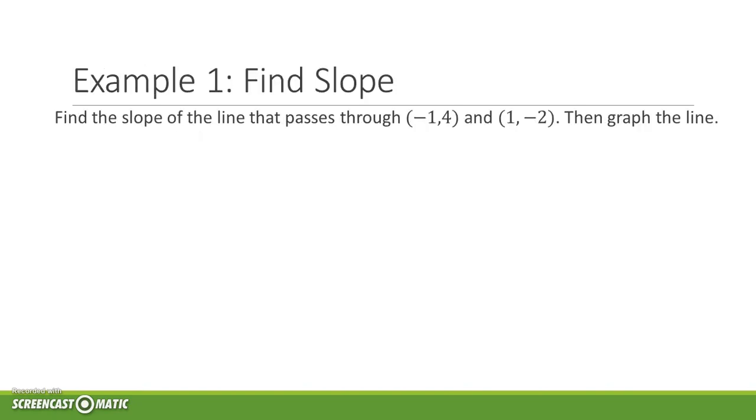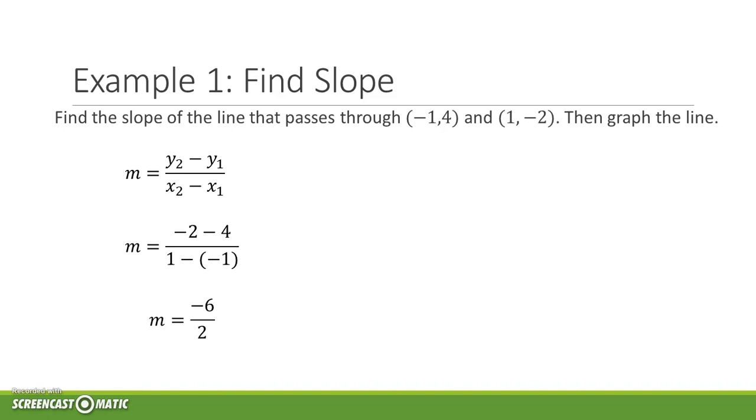Okay, so our first example, we're going to find the slope of the line that passes through -1, 4 and 1, -2. So we're going to start with the slope formula. We're going to substitute our values in. x1 is -1, x2 is 1, y1 is 4, and y2 is -2. So we substitute our values. -2 minus 4 is -6. 1 minus -1 is 2. We get -6 over 2, and we simplify to -3. So the slope of the line is -3.